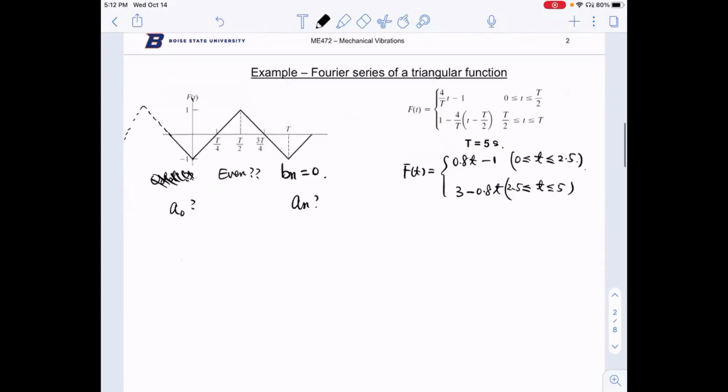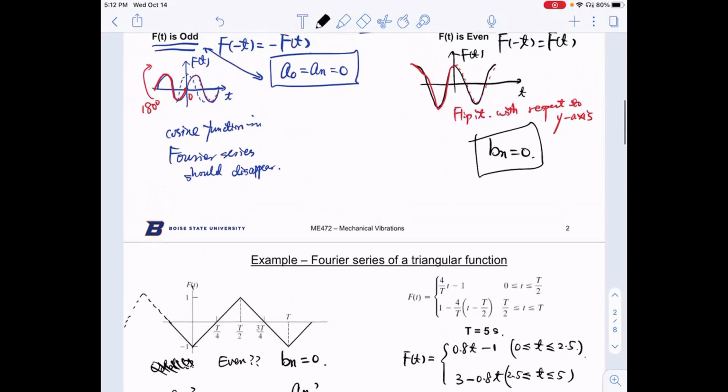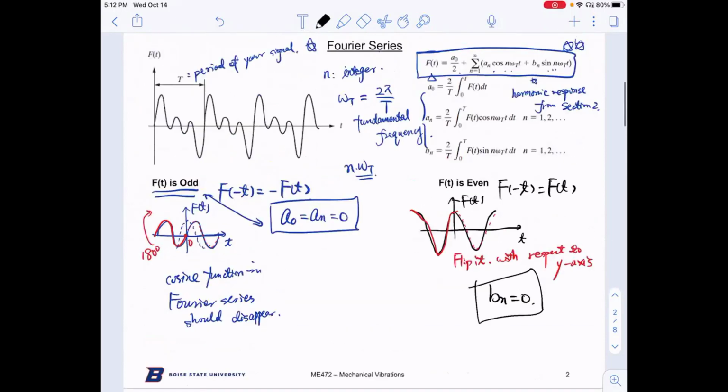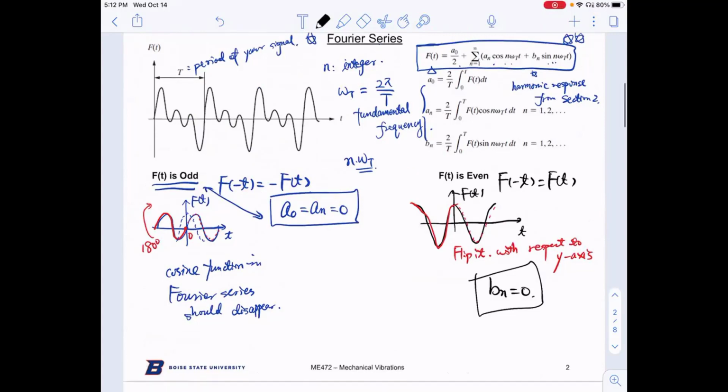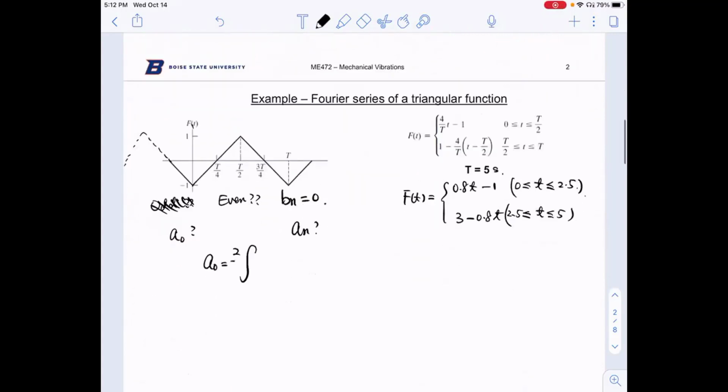So what is your A0? Oh my gosh. Personally, I don't like Fourier series because of a lot of integration. So your A0 is 2 over period, integration from 0 to period. That's your f(t) dt. And then let's plug your T back in. That's 0.4 from 0 to 5 seconds f(t) dt.